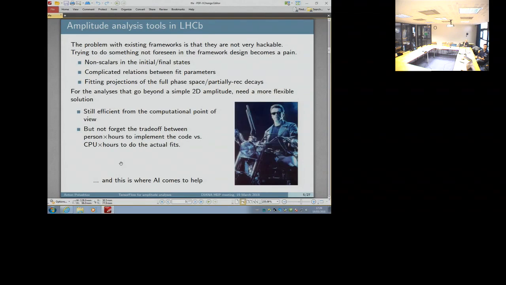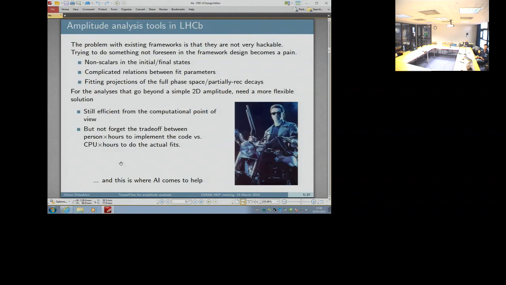I mean, you may want to implement something on your own, but of course you want this to be still efficient from the computational point of view. For instance, you want to do the fits fast enough so you can benefit from, I don't know, GPUs, multi-threaded CPUs, and so on. But also you shouldn't forget about the trade-off between the actual person hours needed to implement the code and the CPU hours to do the actual fit.